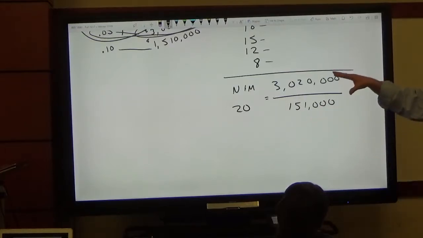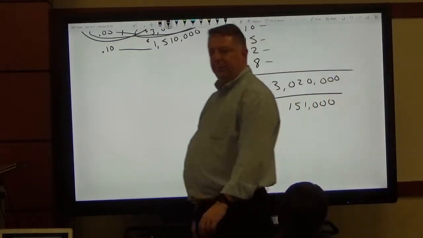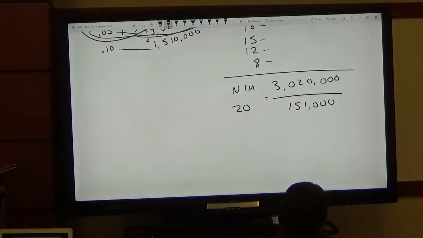But this is just a way to objectively look at numerically whether they're going to be undervalued or overvalued. Okay? Make sense? Okay? Any thoughts, comments, observations? Okay. Moving on.